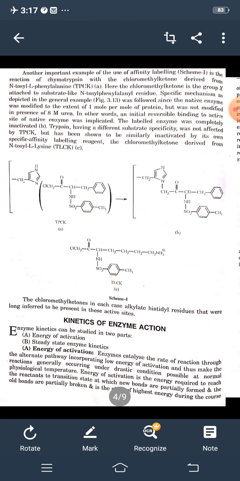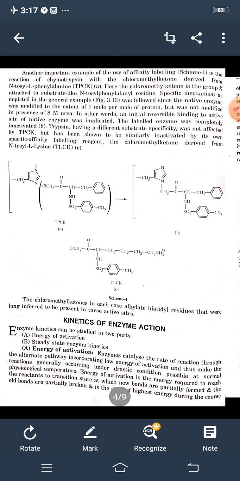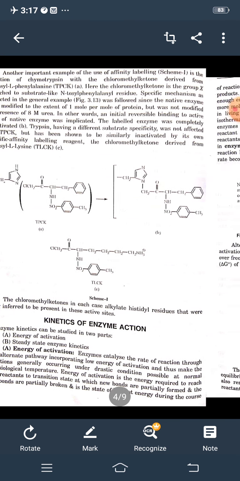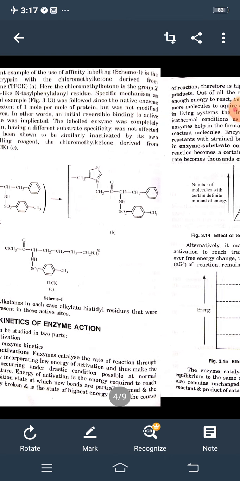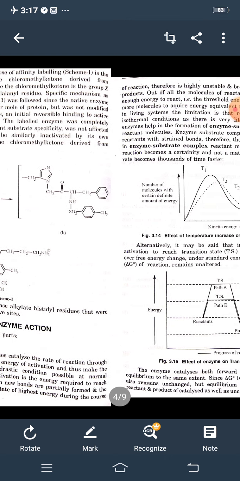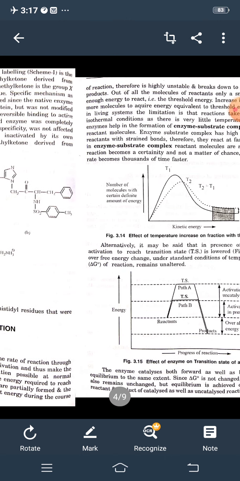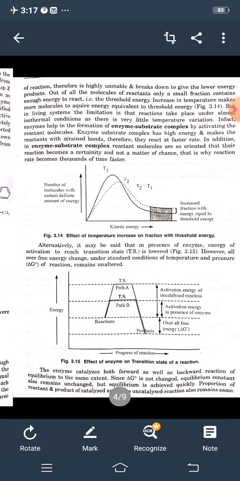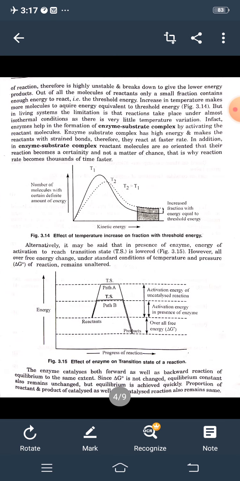Energy of activation is the energy required to bring the reactants to the transition state, at which new bonds are partially formed and the old bonds are partially broken, and is the state of highest energy during the course of the reaction. Therefore, it is highly unstable and breaks down to give the lower energy products.